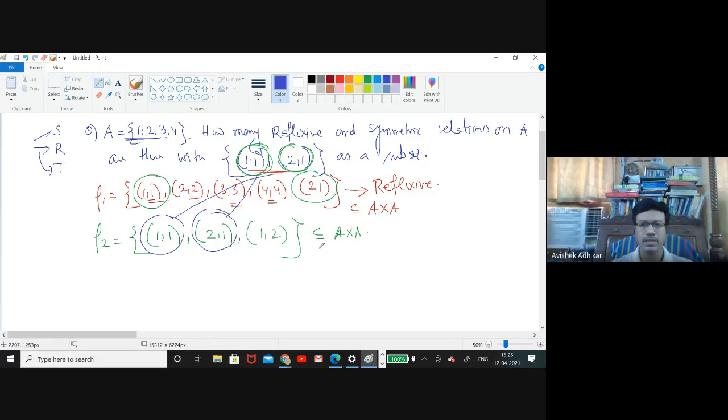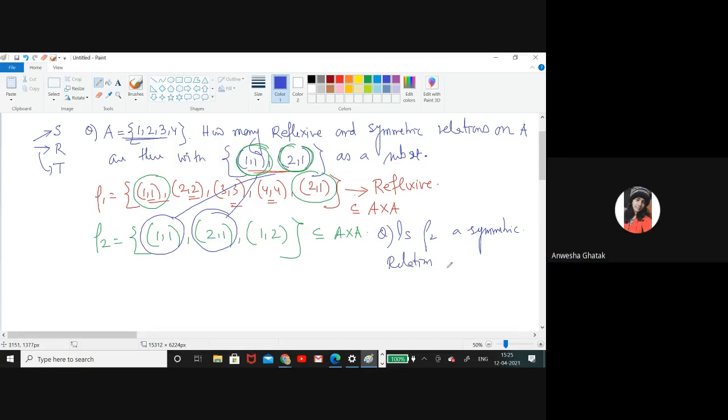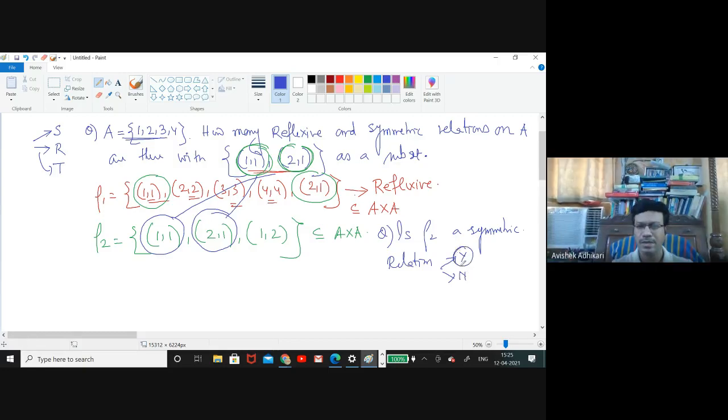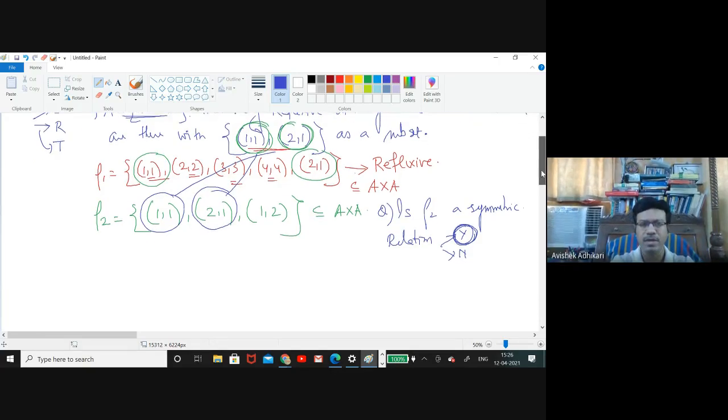Now the question is: is rho 2 a symmetric relation? What is your opinion? Yes, sir. So yes or no? Most of you said this is a symmetric relation, and it also contains this as a subset. So now my bigger question is how many reflexive and symmetric relations on A are there with this as a subset? That may be asked in any kind of competitive exam, and it's not very difficult.